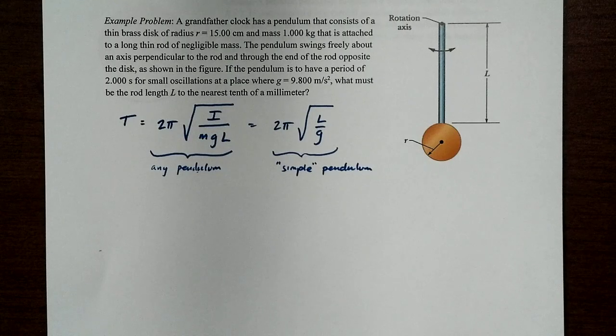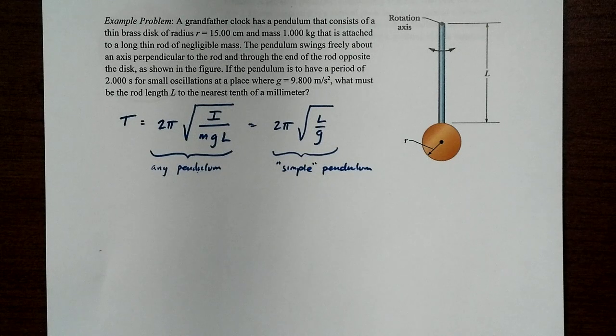Good afternoon, everybody. The intent of this video is to work through one of the problems that we did not get class time to do involving physical pendula, and this is the grandfather clock problem. It reads, a grandfather clock is a pendulum that consists of a thin brass disc of radius 15 centimeters and a mass 1 kilogram that is attached to a long thin rod of negligible mass. The pendulum swings freely about an axis perpendicular to the rod and through the end of the rod opposite the disc, as shown in the figure.